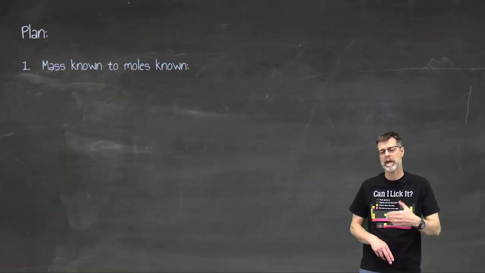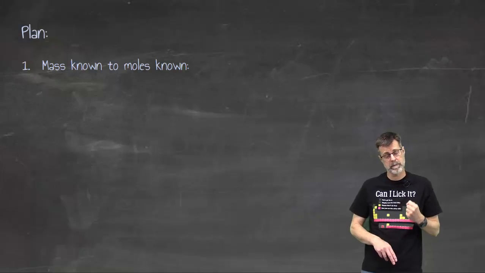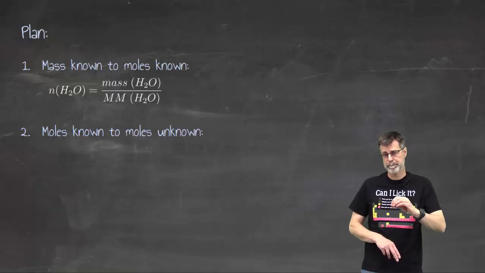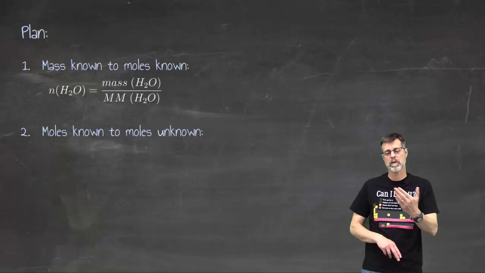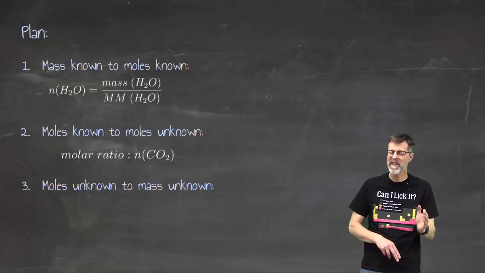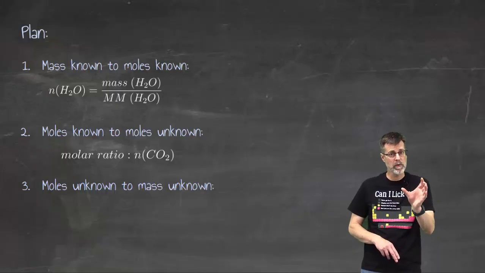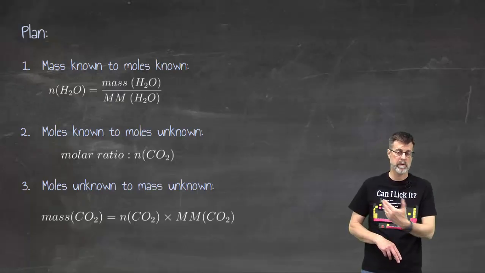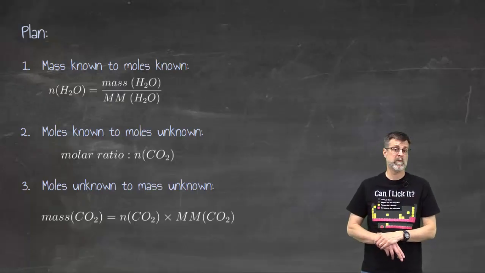Anyway, here's my plan. I'm going to convert the mass that I know into moles of that thing, and I'm going to use this formula to do it. Then I'm going to turn the moles that I just calculated, the moles that are known, into the moles of the unknown using that ratio. Then I'm going to turn that moles of the thing that I'm looking for into mass using number of moles times molar mass. Too easy.